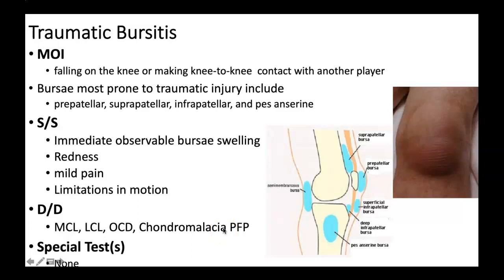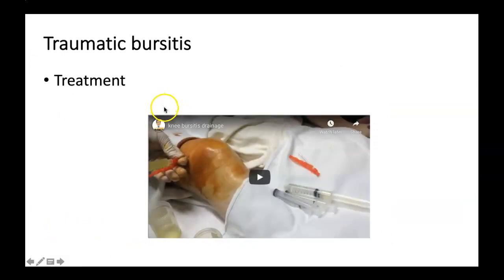Unfortunately, there isn't a special test for traumatic bursitis, but what I can say is your eyes and your observation are the special test, because with a traumatic bursitis, that knee is going to swell up massively, right? So the way that we rule in a traumatic bursitis is by ruling out all of these other pathologies. Okay, guys?